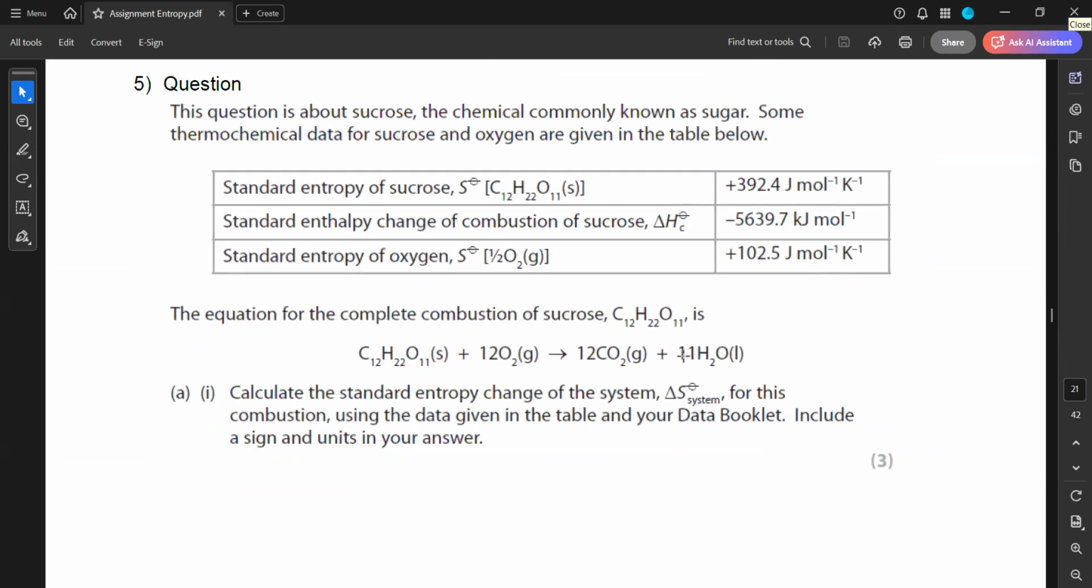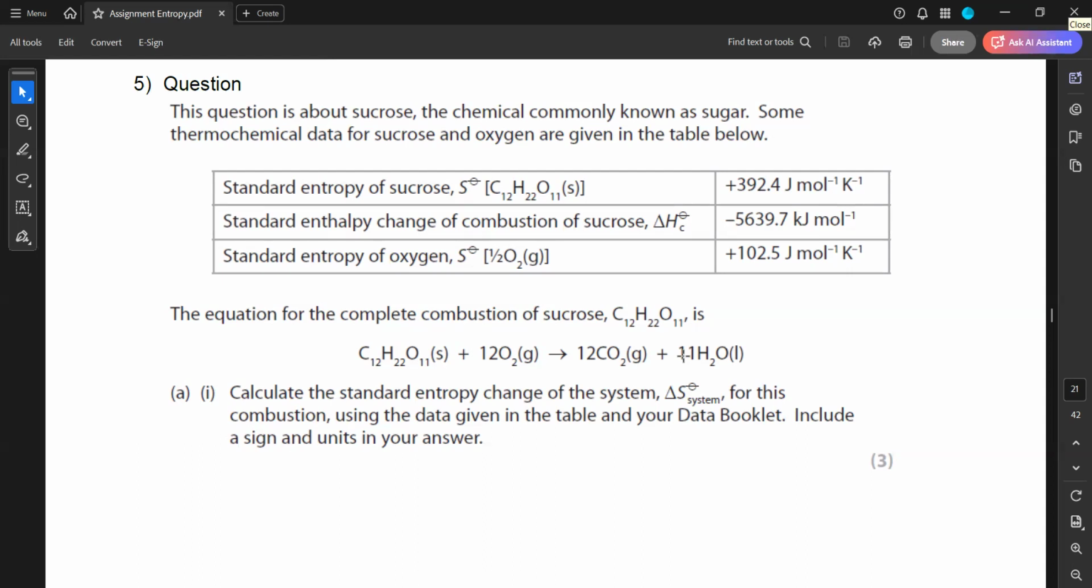This question is about sucrose, the chemical commonly known as sugar. Some thermochemical data for sucrose and oxygen are given in the table. The standard entropy of sucrose is given, which is 392.4 joule mole inverse Kelvin inverse. The standard enthalpy change of combustion is also given, which is how much energy is released if you burn 1 mole of sucrose. And the standard entropy of oxygen is also given, which is 102 joule mole inverse Kelvin inverse.